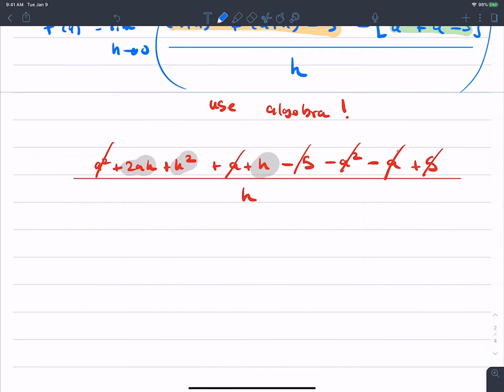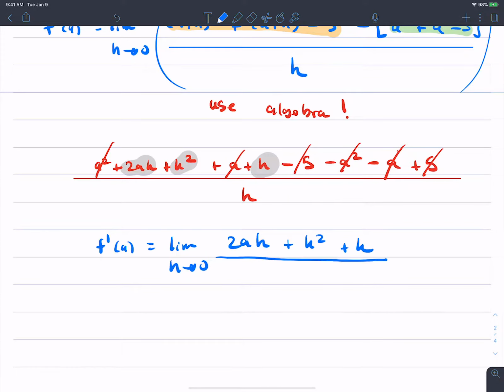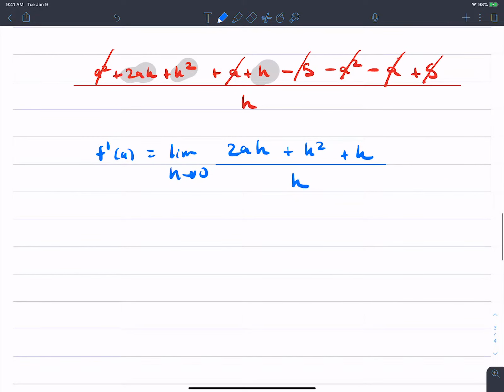So remember, this is saying that f prime a is the limit as h goes to 0 of 2ah plus h squared plus h over h. Now, like I've been saying, we're going to be able to distribute here. You're going to be able to have that h go into every one of those terms. I mean, distribute with your division here. Divide every term by this h. And you end up with 2a plus h plus 1. So let's double check. Yeah, 2a plus h plus 1.